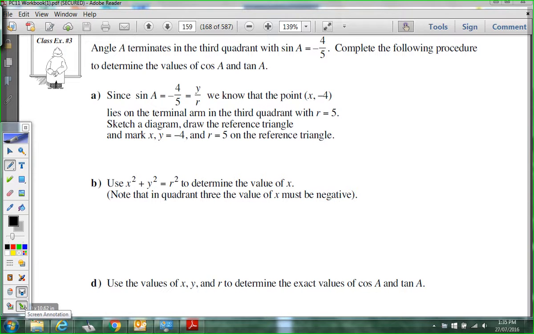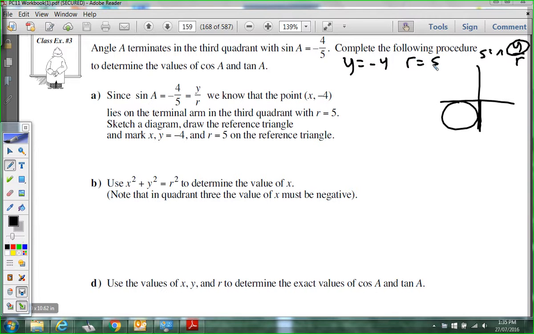So it says angle A terminates in the third quadrant with a sine A of negative 4 over 5. So this is what people wonder: how do I know what's negative when it's written right here as 4 over 5? Well, we need to know third quadrant is right here. So we know that sine is y over r, therefore the y is negative. So we have our y is negative 4, our r is 5.